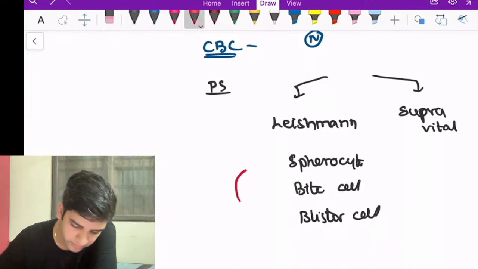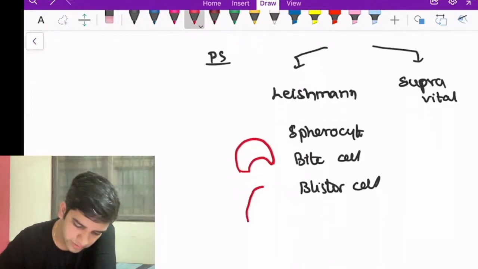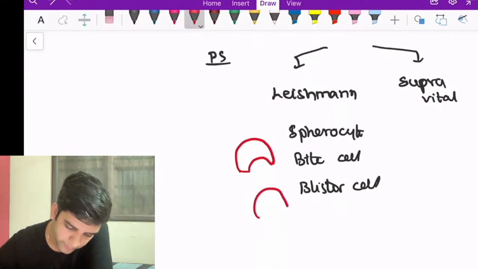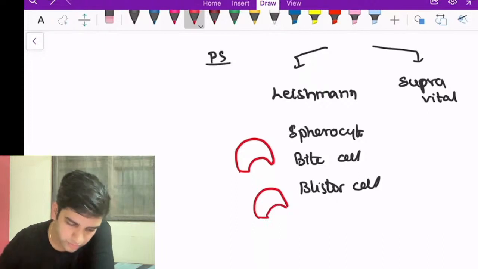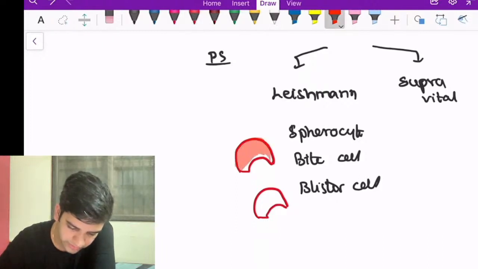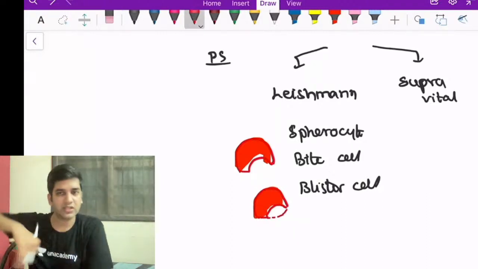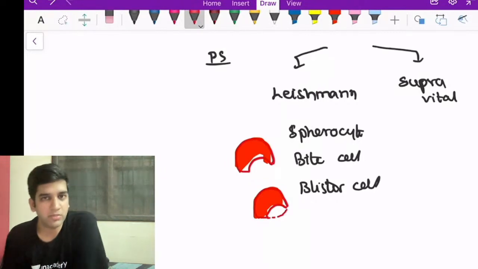Bite will be like this. It's gone completely. Blister, it's like, see, both are unstained parts, right? So the blister cell, just for understanding, will be like this. The only thing I can see in a blister cell is the tiny membrane which is covering it, right? When it covers it, I call it a blister cell. When it's completely gone, I'm going to call it a bite cell.